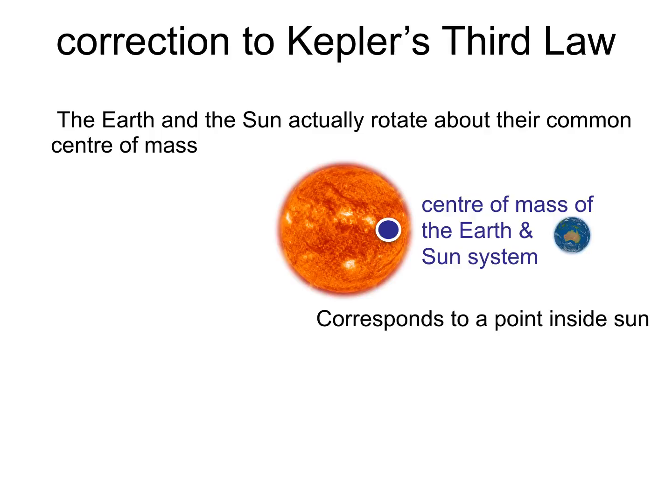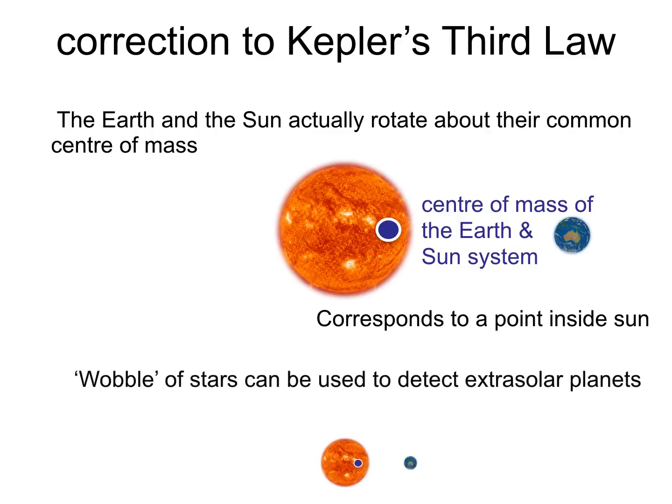Now, the interesting thing about this is the whole system will orbit around that blue spot, the centre of mass of the Earth-Sun system. So if you look from above when the Earth is orbiting the Sun, and you were just looking at the Sun from a distance, it would be seen to be wobbling or rotating around some point. When we look at distant stars, we can use that as evidence that there is some planet orbiting it. So that's one of the mechanisms we use to detect extrasolar planets.